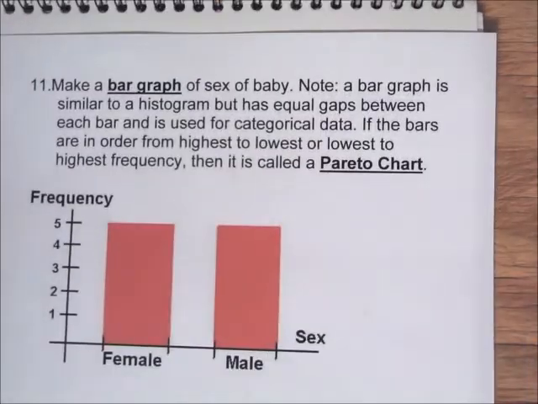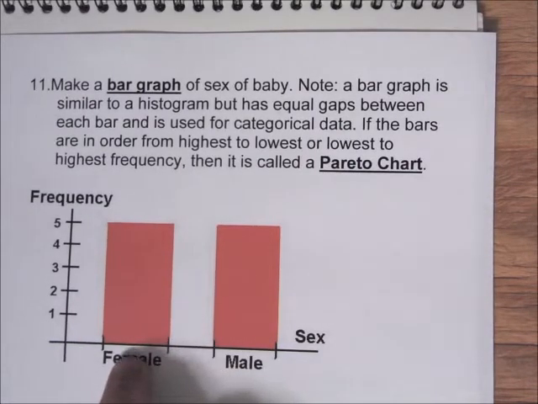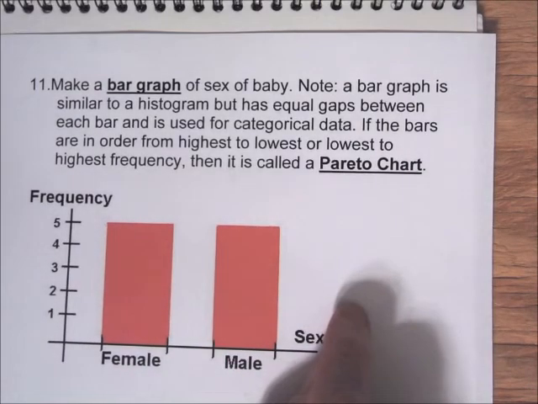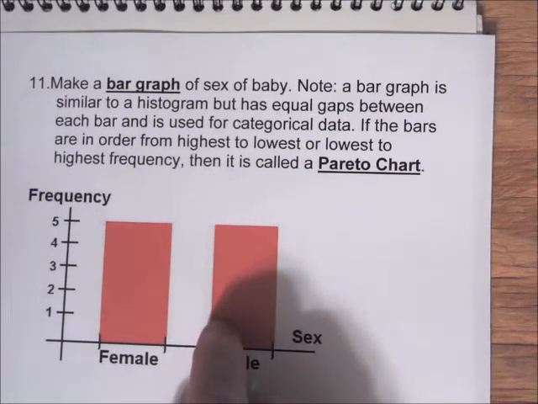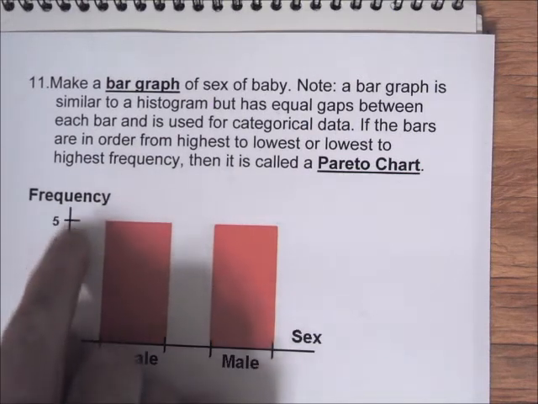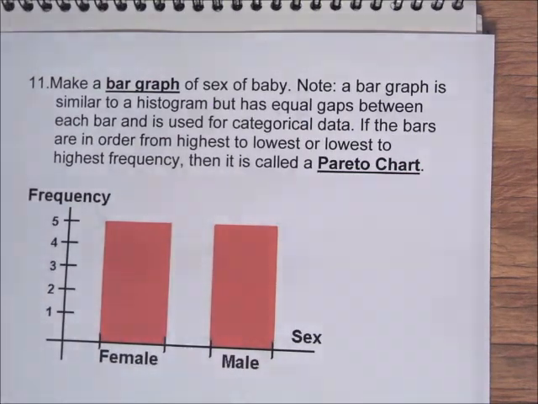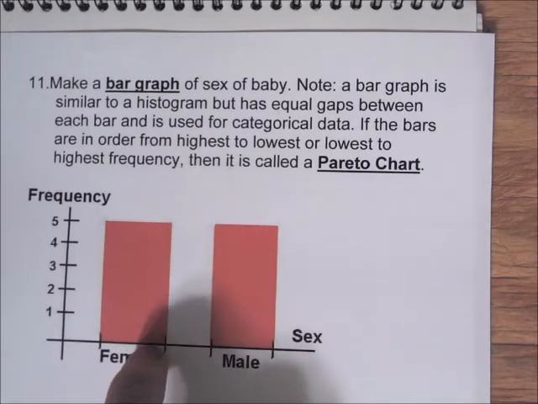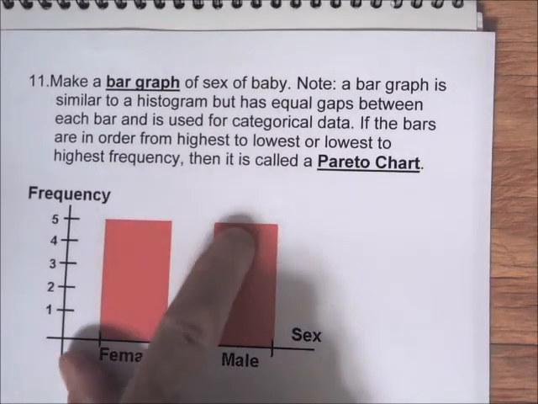Now a bar graph is like a histogram, but for categorical data. Instead of a numerical scale here, you have a categorical scale, and it's called a bar graph instead of a histogram. And the other scale, the frequency scale, is the same, and it could be relative frequency or percent. I just made the regular frequency. And we have two categories. We have male and female, so we have 5 of each, so the bar for each goes up to 5.